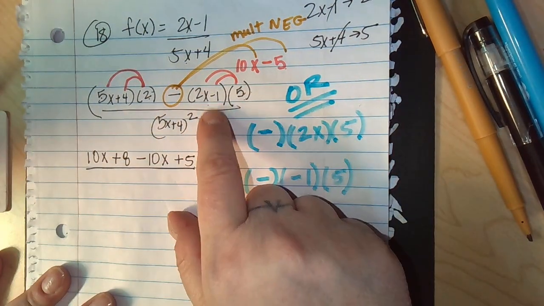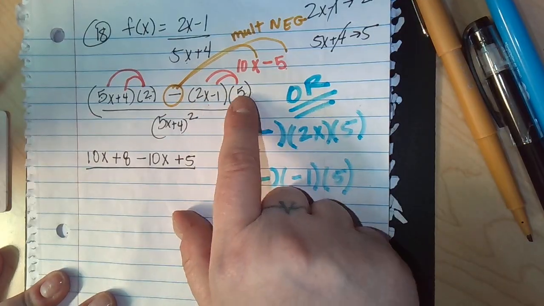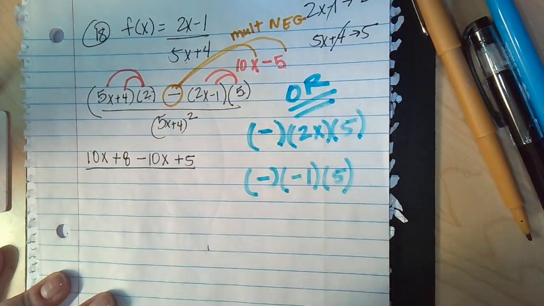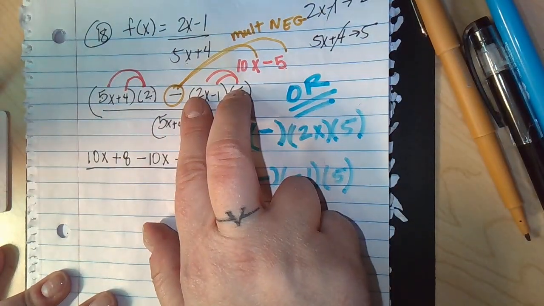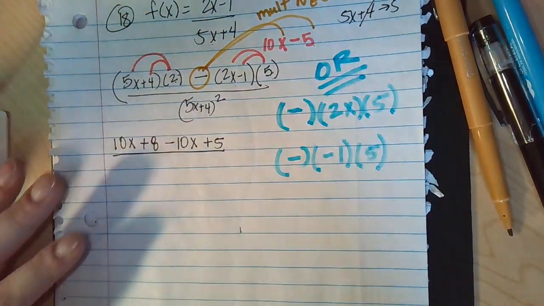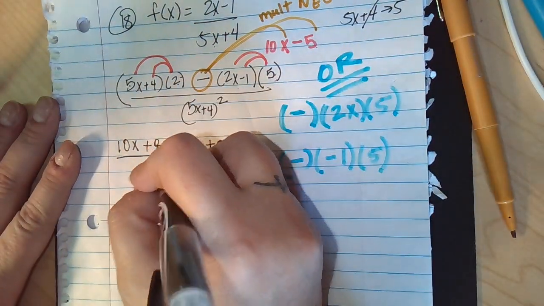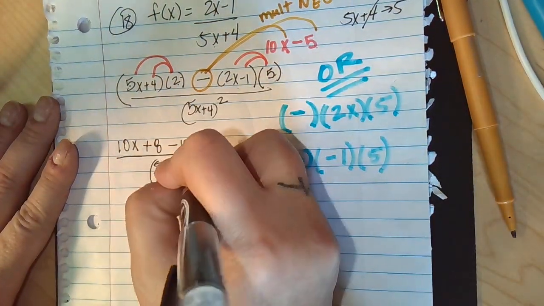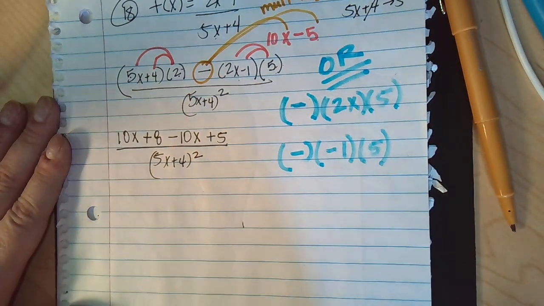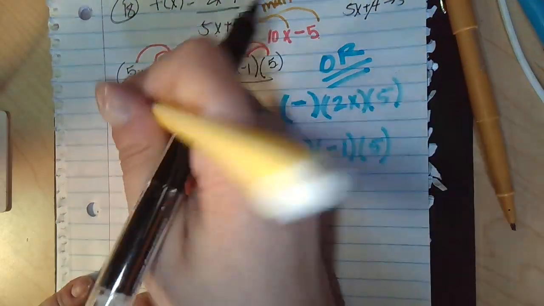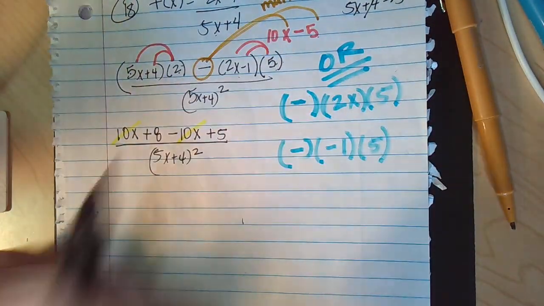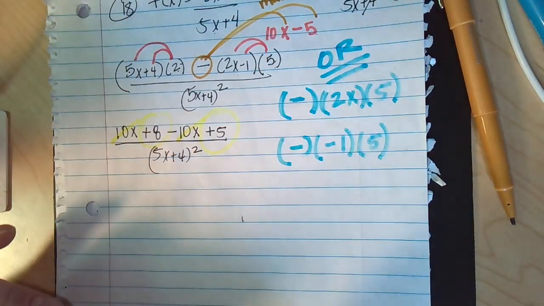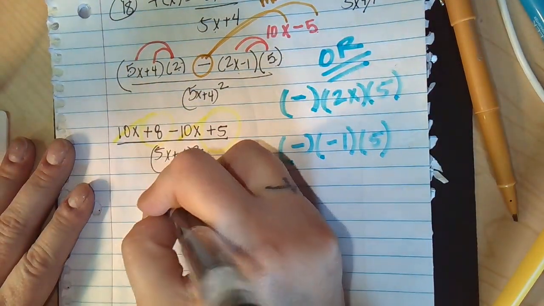So either way, you have to multiply 2x and the minus 1 with the 5, and then you have to multiply both of that with a negative, and it changes the symbols. All over this bottom squared. All right, from here, we can see that like terms, the 10x is canceled, and then 8 plus 5 is 13.